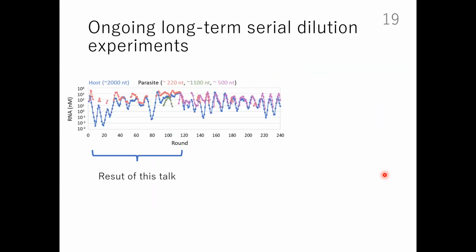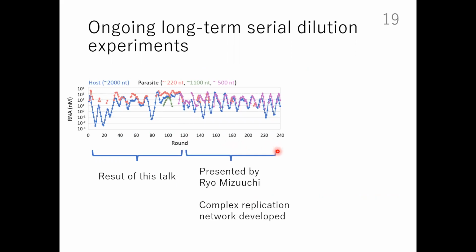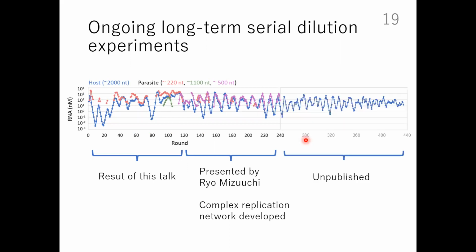Then now we continue the coevolution experiments for more generations. In the previous slide, I showed you the data before this point, 120 rounds, and Ryo Mizuchi performed another 120 rounds of replication. This will be presented in the later talk, and he found that the diversified host RNA start to form a replication network. And now we continue further, and here I'll show you unpublished data.